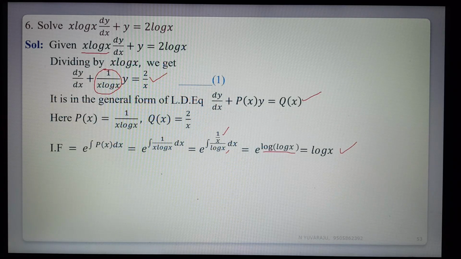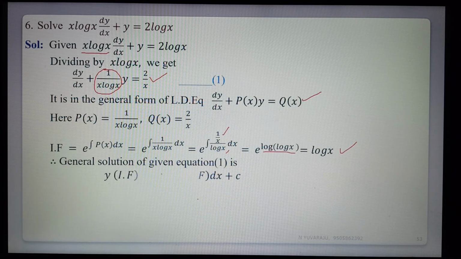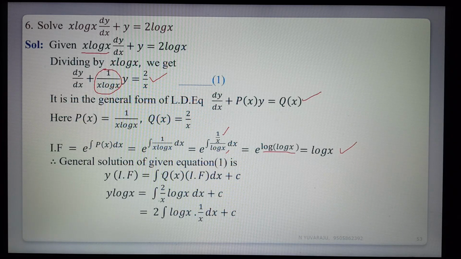This is the integrating factor, therefore the general solution is y into integrating factor log x is equal to integration of Q(x), that is (2/x) log x dx plus c. So now finding the integration of this one, which can be written as 2 into log x into 1/x.